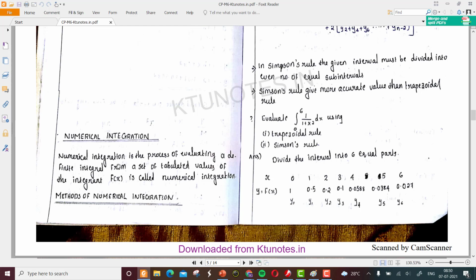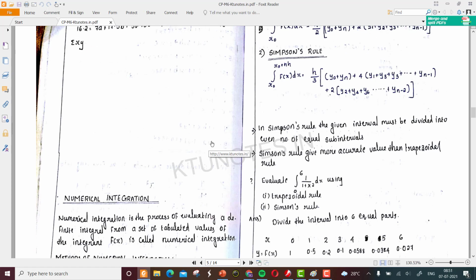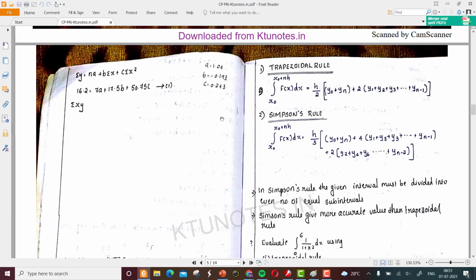Okay. Next important one is the numerical integration. Numerical integration is the process of evaluating a definite integral from a set of tabulated values of the integrand f(x). So there are mainly three ways of doing the numerical integration. The main methods are the trapezoidal method as well as Simpson's rule.